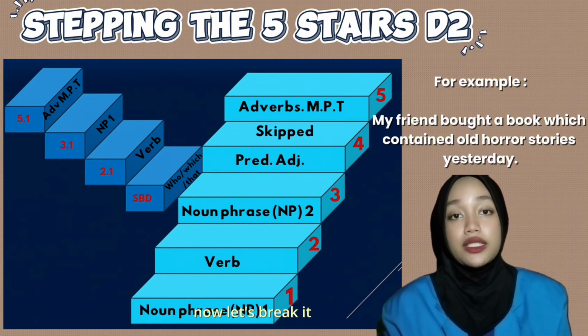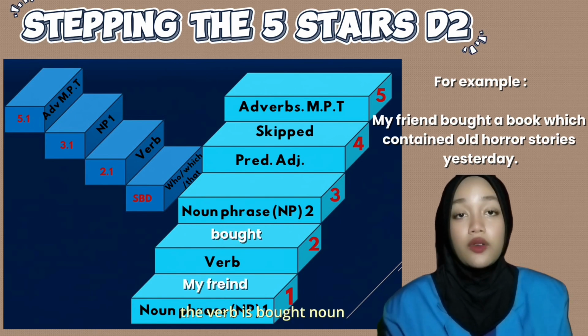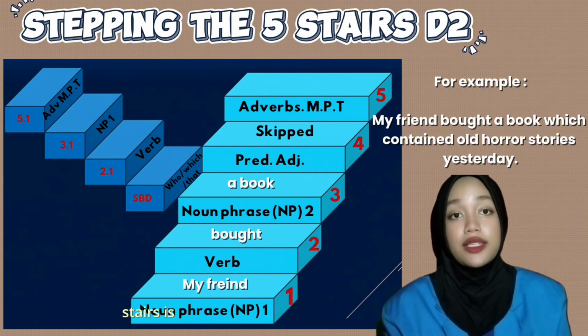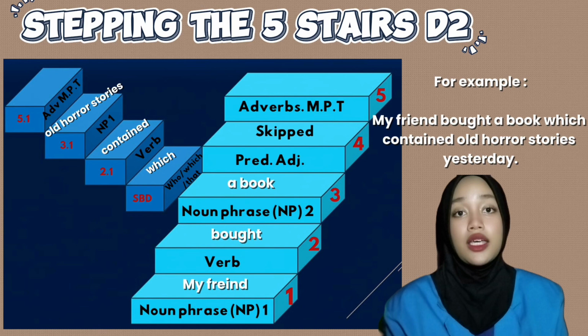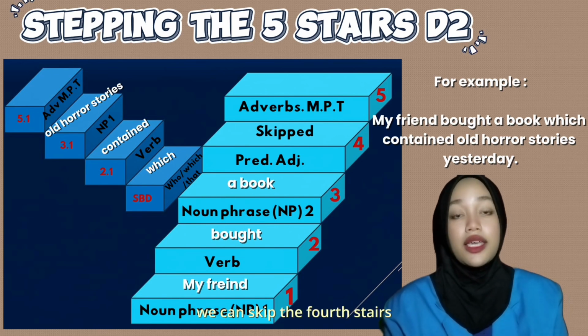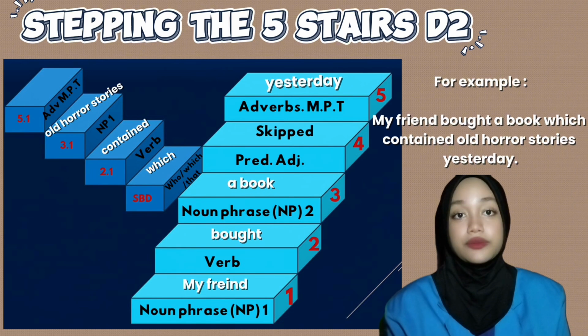Now let's break it down again. The noun phrase is my friend. The verb is bought. Noun phrase 2 with the small staircase is a book which contained old horror stories. We can skip the fourth stair. And the fifth stair is the adverb of time, yesterday.